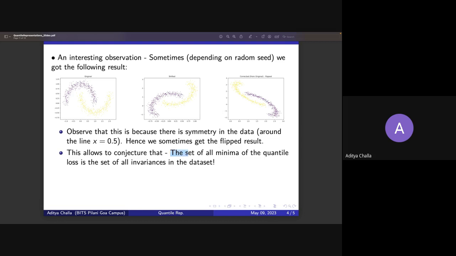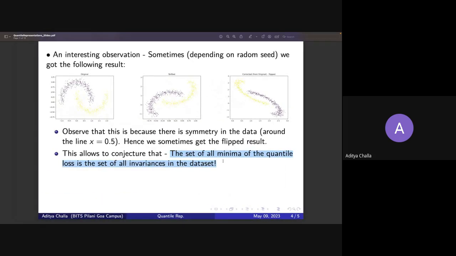So we are also exploring another conjecture where we want to prove that the set of all minima of this quantile loss also captures the invariances in the data set. So this is another interesting observation which we observed from the simple toy experiment.